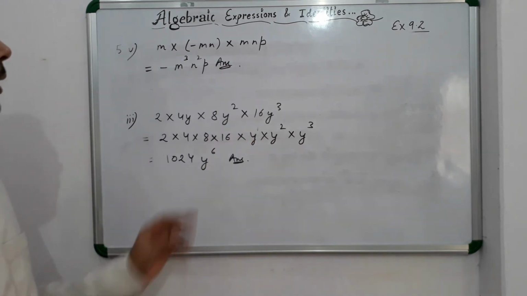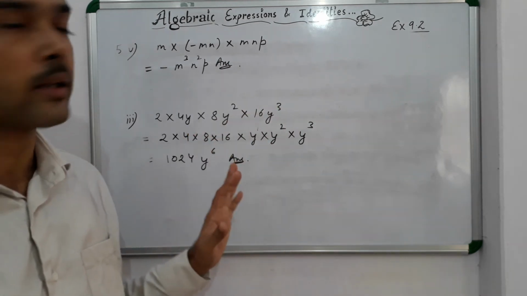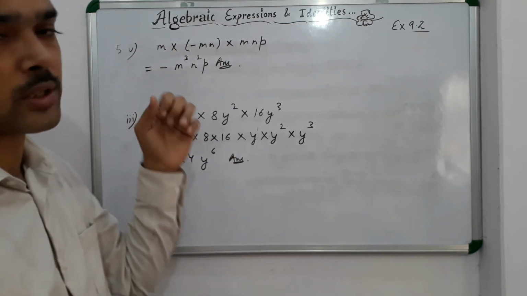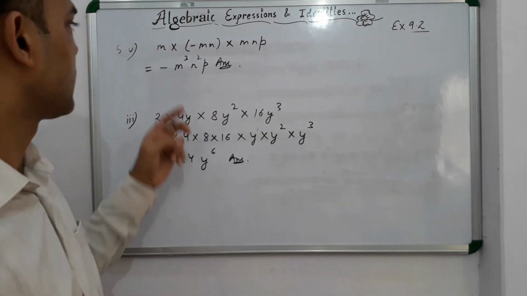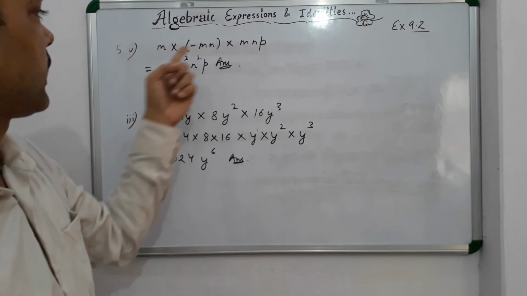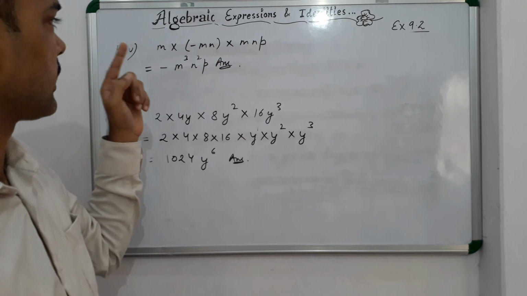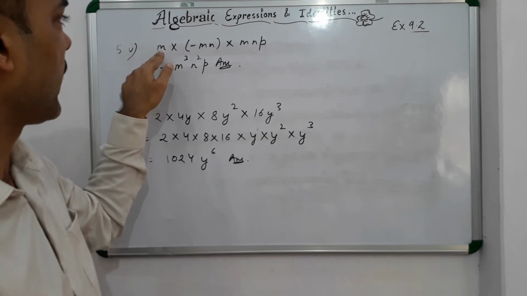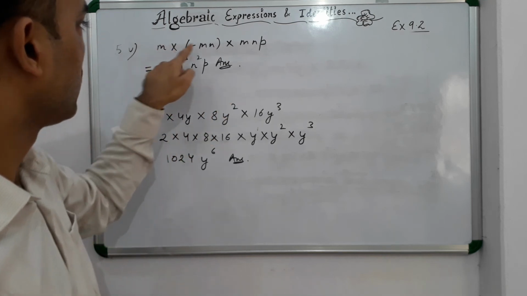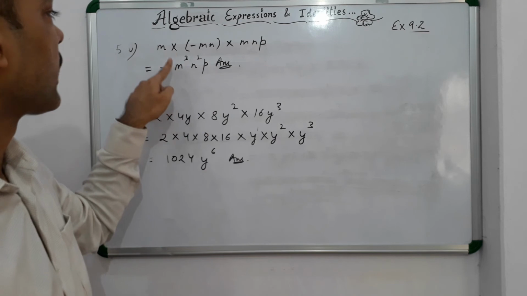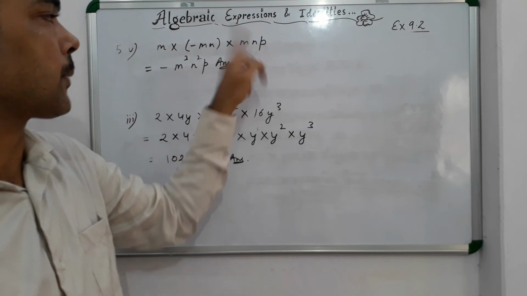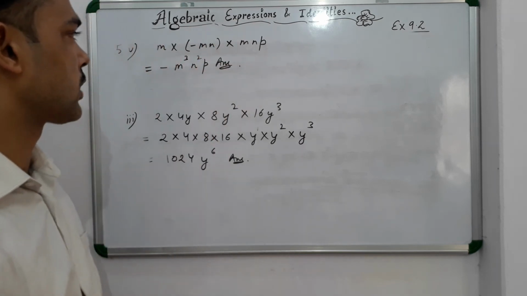I am repeating what I did. First, as you know, we have to see the sign. The two are positive, but this one is negative, and negative is coming an odd number of times. That is why this will become minus. Plus into minus is minus, then minus into plus is minus. Then I have seen m. They all are getting multiplied. M is coming 1, 2, 3 times, so it will be m cube. N is coming 1, 2 times, so it will be n square. And p is coming only once, so it will be only p.